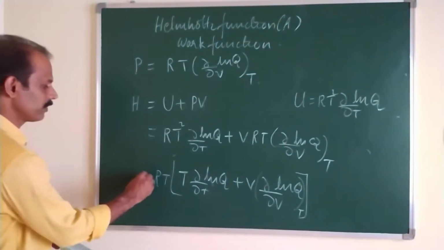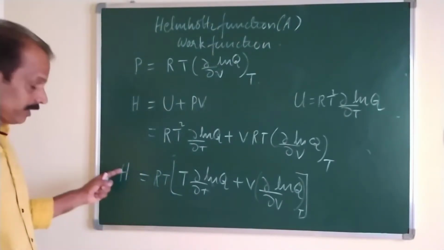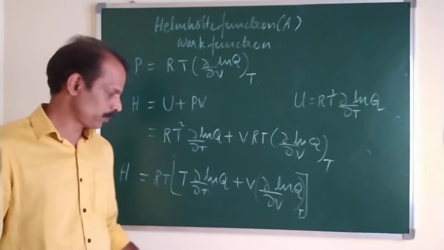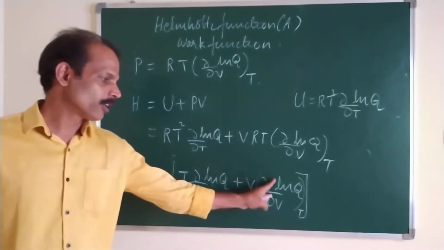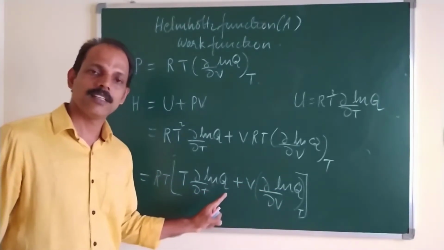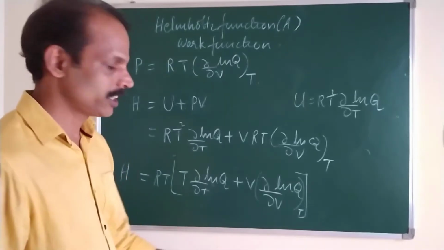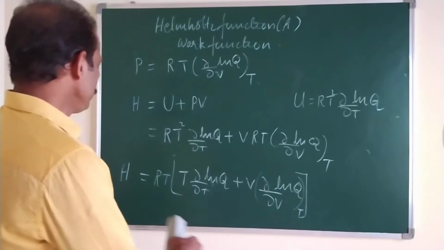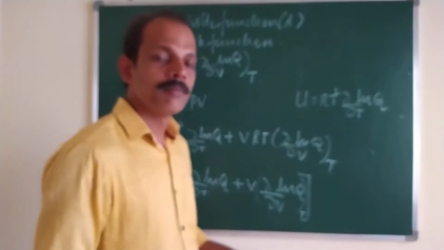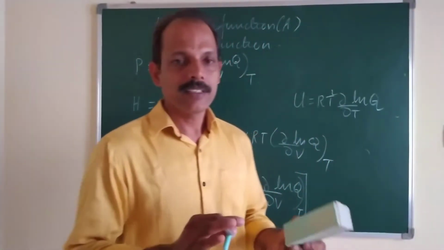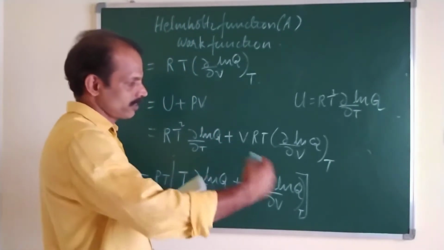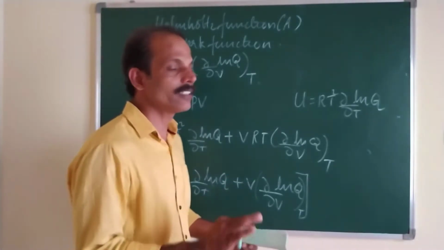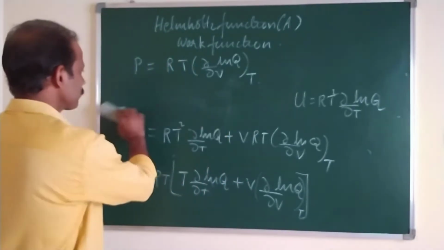There's a relationship between heat content, enthalpy, and partition function Q: T dou by dou T, V dou by dou V. Both terms are functions of the partition function: T dou by dou T ln Q, V dou by dou V ln Q. So these are some thermodynamic properties which are related to the molar partition function.